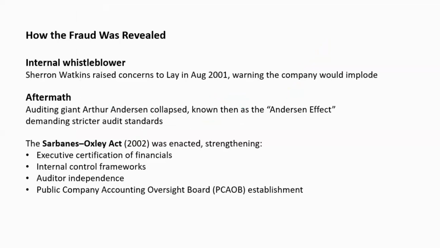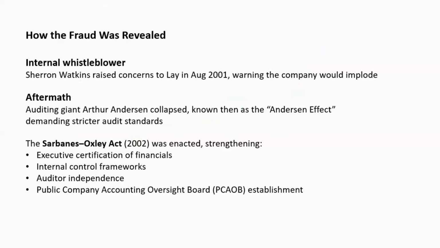How the fraud was revealed, we have read earlier. Sharon Watkins was the whistleblower. Aftermath: Arthur Andersen is the auditor of Enron's statements. He was just given money. He was not really auditing. Just signed off. Took money from the company and signed off the statements.